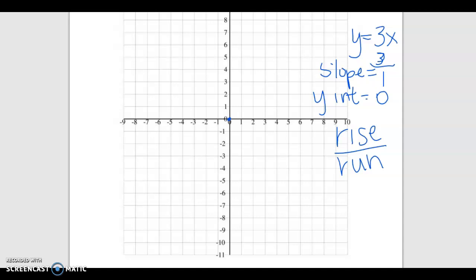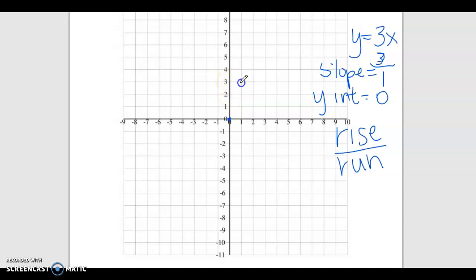If it is positive, I'm going to be going up. If it's negative, I'm going to go down. So I'm going to be going up 3 because it's a positive 3. For my run, if it's a positive 1, I'm going to go to the right. Just think that I'm going towards my positives because it's positive. And if it's a negative, I'm going towards my negatives, to the left. So I'm going to go up 3. So I'm going to come here and go up 1, 2, 3. And I'm going to run 1.